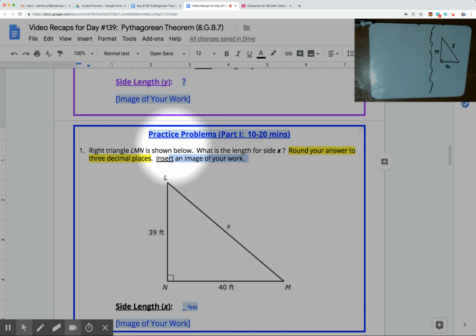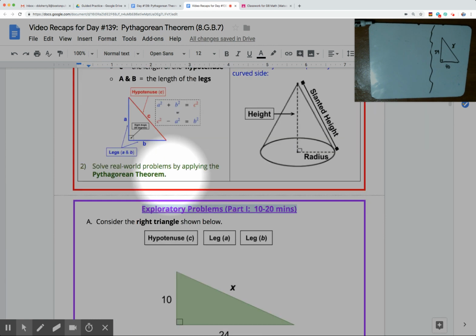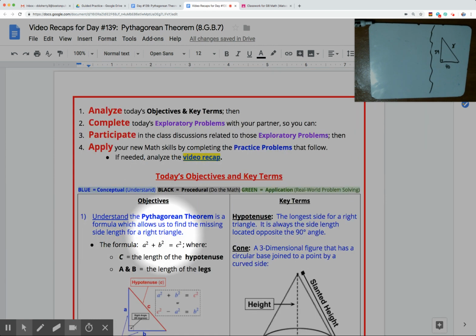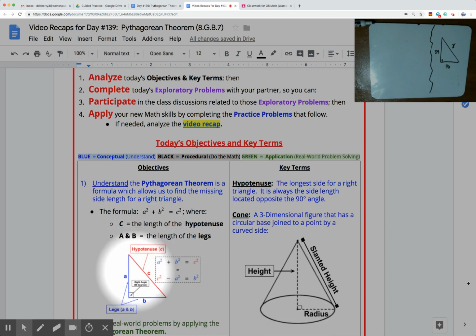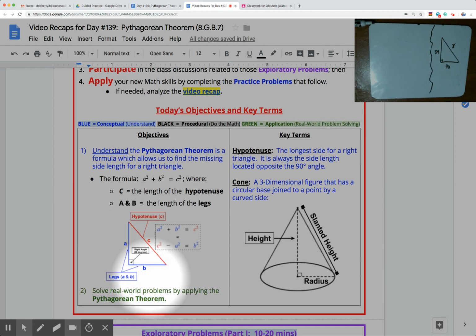The key here is to recognize for any right triangle, when we see this 90-degree angle, if we know 2 side lengths, then the Pythagorean Theorem, which says a squared plus b squared equals c squared, is the key to finding the missing side length, where a and b are the 2 short sides, c is the long side.